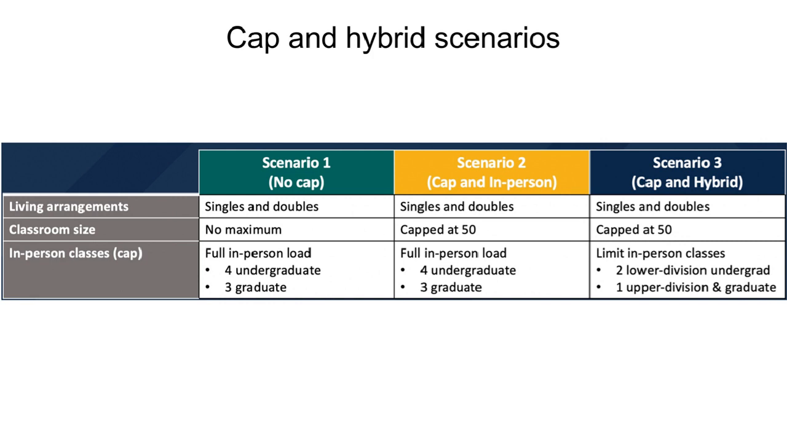When we look at the impact of both reducing classroom sizes as well as shifting classes online in a sort of hybrid approach, we've looked at three different scenarios. One where there's no maximum classroom size and students take their full in-person classroom load. A cap in-person scenario, shown here in the yellow, where classes are capped at 50, but students still take their full in-person load of classes. And a cap and hybrid teaching approach, here on the right-hand side, where not only are the classes capped at 50, but we also limit the number of classes that people can take in person, with the remainder of classes being online.